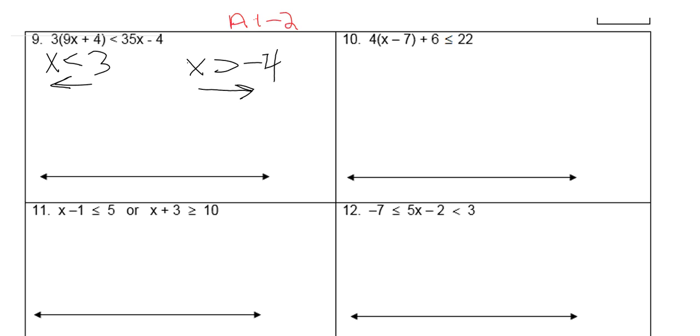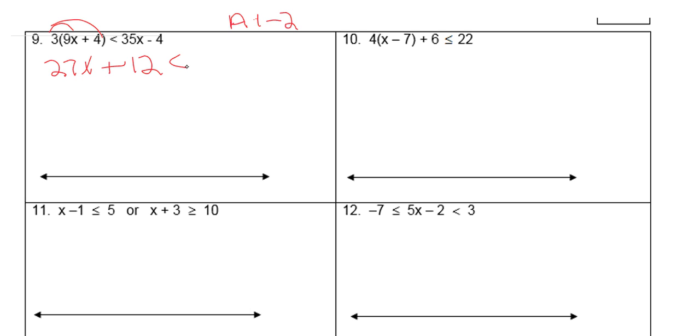So let's take a look at this first problem. First thing we need to do is distribute that positive 3 to both members, and we get what? 27x plus 12 is less than 35x minus 4. And so following our little rule, we're going to put the letters on the left, so we're going to subtract 35x from both sides, and we would get what?